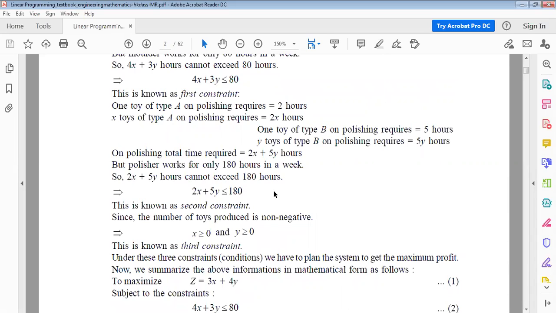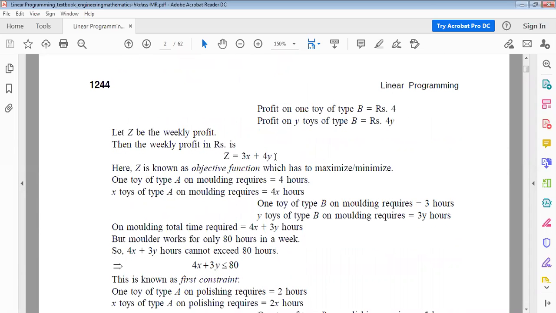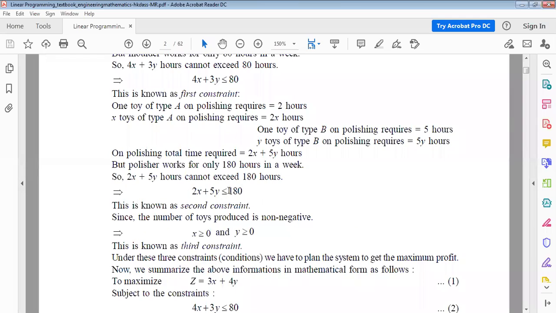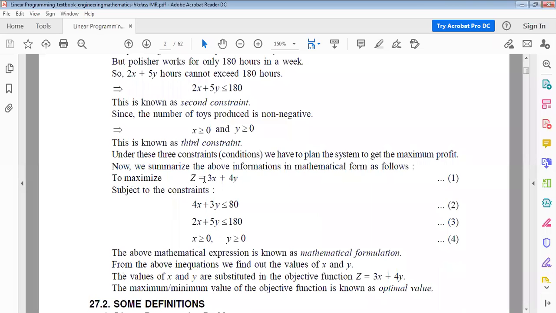And since the number of toys produced can never be negative, so X, the number of toys A, must be greater than or equal to 0, and the number of toys of type B, Y, must be greater than or equal to 0. And this is also the third constraint, and it is also called non-negativity restriction. So in this whole problem, this is the objective function, this is the first constraint, this is the second constraint, and this is the non-negativity restriction. We can arrange in such a way to maximize Z equals to this, because this is the profit, so we must maximize the profit, subject to the constraints, there are two constraints, and this is the non-negativity restriction.